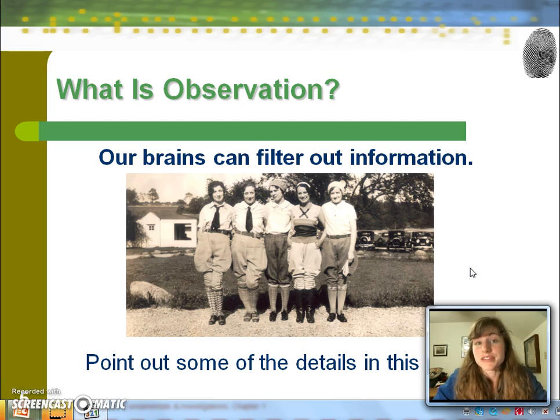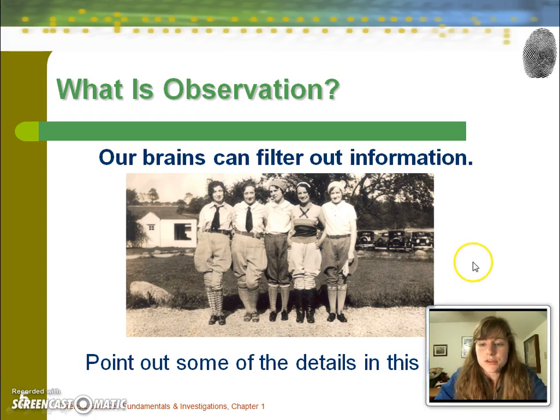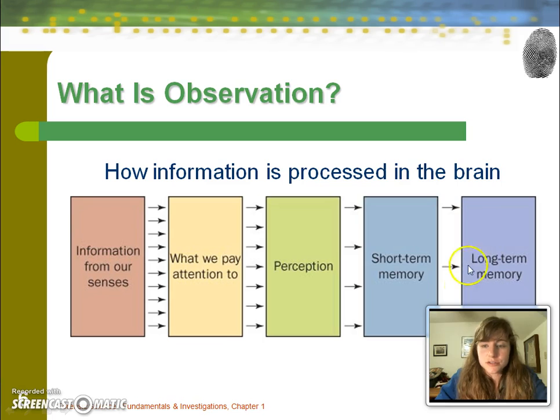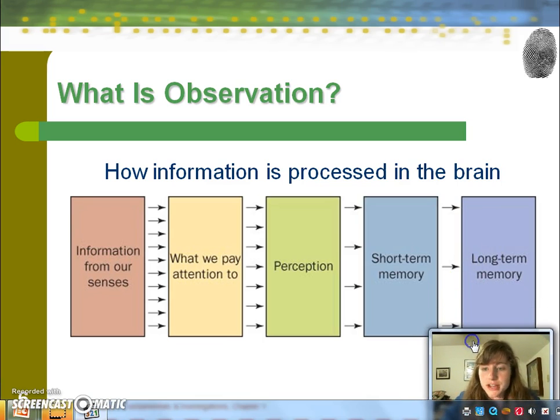And it is something that can be honed. It's a skill that can be practiced and worked on. So let's talk about some of the strategies in doing that. In order to understand how to be a better observer, we have to understand how information is processed in the brain. So very basically, we've got information coming in from our senses. This would be auditory, visual, olfactory, etc. And so from there, our brain determines what we actually pay attention to, which is determining our perception.